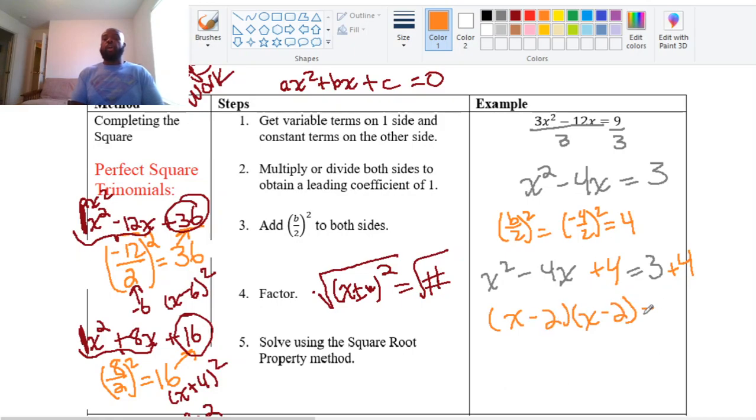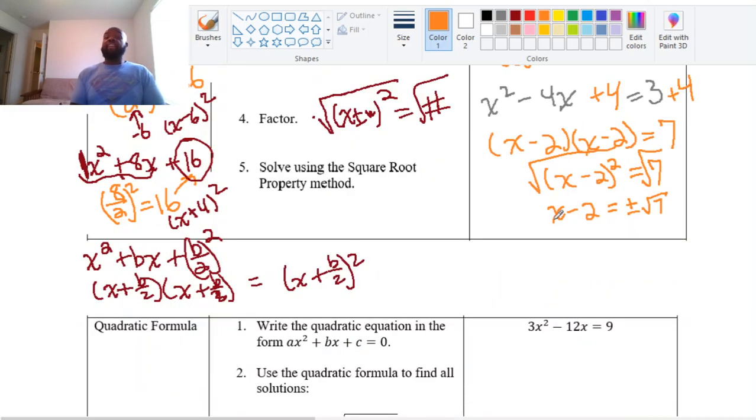-2 and -2 work. 3 plus 4 is 7. And so I can write this as x minus 2 quantity squared equals 7. All right. With this, let's take the square root of both sides. This actually equals absolute value, but I'm going to put the plus or minus on the other side to represent that I know that I took an absolute value. And then the last thing for me to do is to add 2 to both sides.